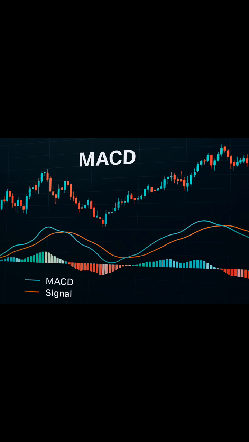By incorporating these elements into a comprehensive MACD trading strategy, traders can enhance their decision-making process, manage risk effectively, and improve their chances of success in the markets.